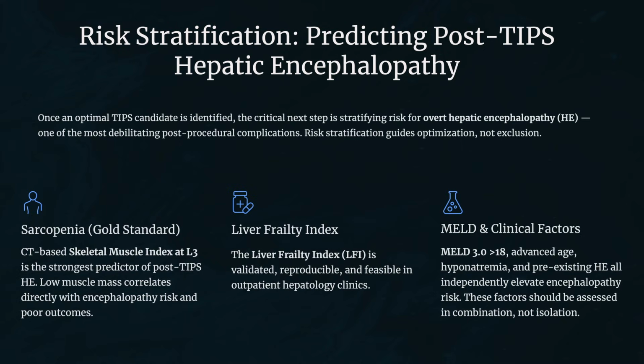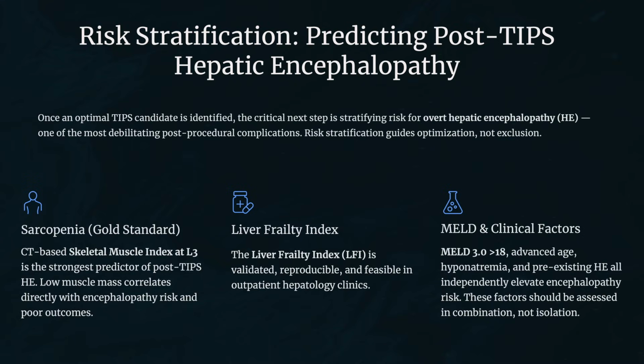So with that, the question becomes, okay, what about the frailty index in TIPS? How do we use the MELD 3.0 score and sarcopenia assessments to predict which patients will go on to develop post-TIPS hepatic encephalopathy?